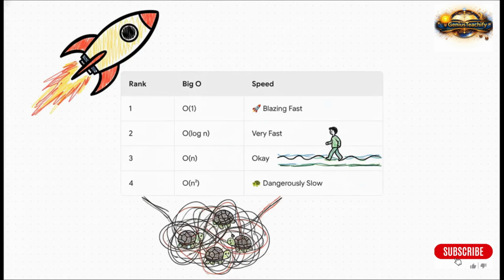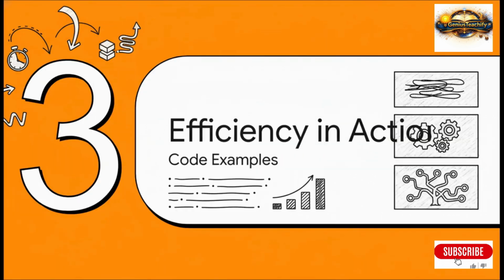And this little chart here shows you exactly what I'm talking about. This is the power ranking. Up at the top, you've got O of 1. That's your rocket ship, blazing fast. Then you've got O of n, which is, it's fine, it's okay. But then you get down to O of n squared. That's the danger zone. That is the kind of dominant term that can bring your entire program to a screeching halt. Okay, that's enough theory for now.